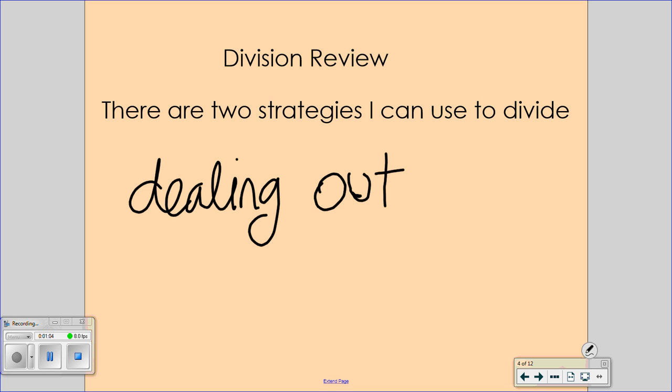What's the other strategy that we learned? Dealing out is a great strategy for division, but we learned another one to maybe make it a little faster. Cord? Yeah, I like to call it flip it, but yes, you're exactly right. Flip it to use the inverse, or the opposite operation, which for you guys is really convenient because you're really good at multiplication already.